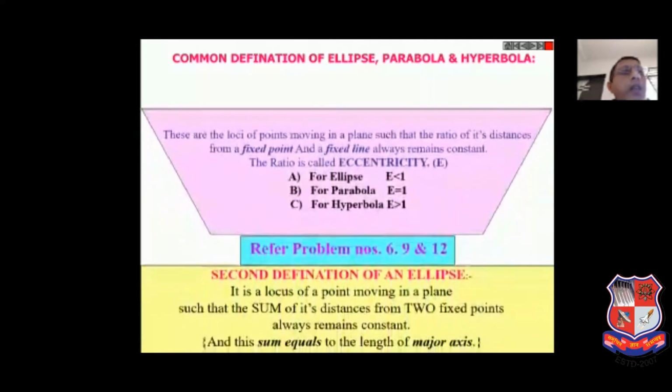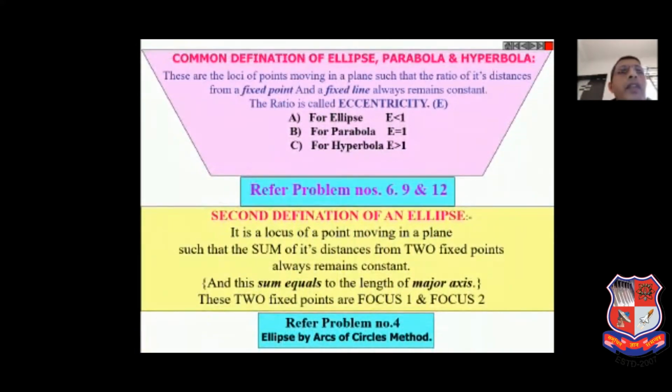Now we will see some common definitions of ellipse, parabola, and hyperbola. These are the locus of points moving in a plane such that the ratio of its distances from a fixed point and a fixed line always remains constant. This ratio is called the eccentricity. In this manner we have to find the eccentricity.